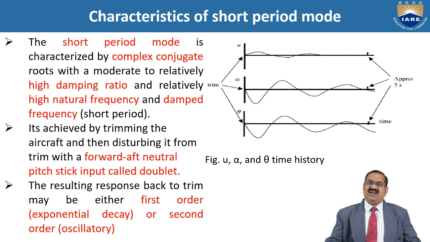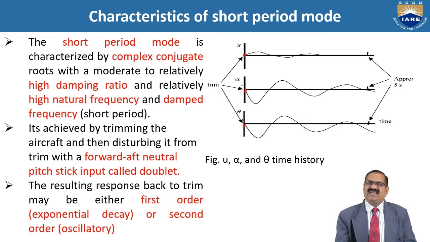Okay, so if it is the first order, it will be decaying. You can see here that 3 variables are there: u, alpha, and theta. Here you can see the trim condition. Aircraft is flying in this condition. Due to some disturbance in the u, it is going like this, and immediately it is coming here. Up to this point is 5 seconds, but in less than 5 seconds it is coming to the equilibrium position.